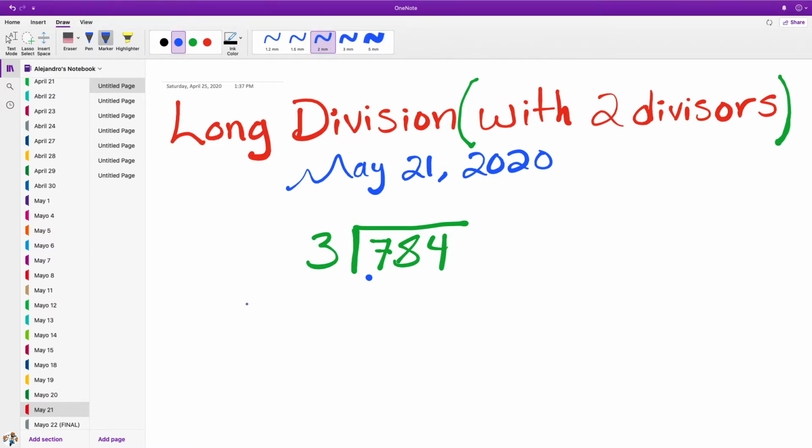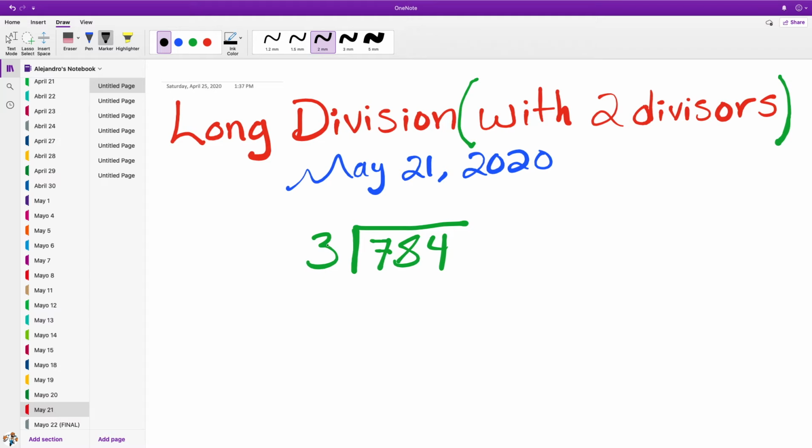Let me erase that little dot right here. We already know how to do this type of long division, where we have the house. We have three-digit numbers on the inside and a one-digit number on the outside. We already know how to do that, right? So let's go ahead and just do a quick review. How do we start right here?